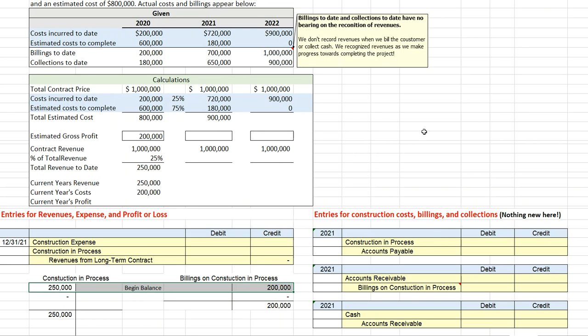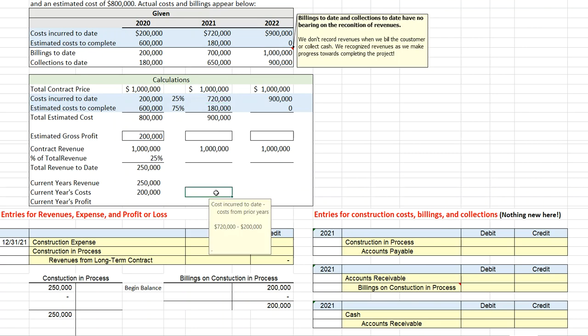In year 2, which is 2021, we've now incurred a total of $720,000 in construction costs. So our current year construction cost would be the $720,000 minus the $200,000 from last year. So the current year's construction cost is $520,000. Of course, when we incur that cost, we debit construction in process, an asset account, and credit our accounts payable for $520,000.